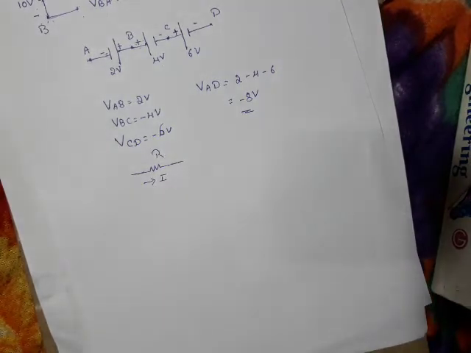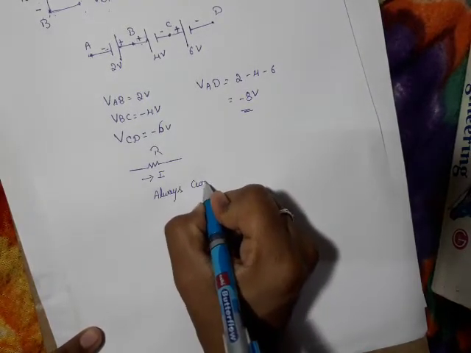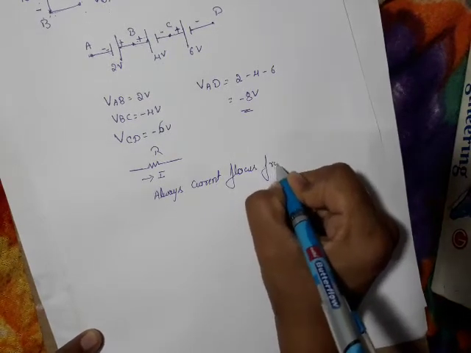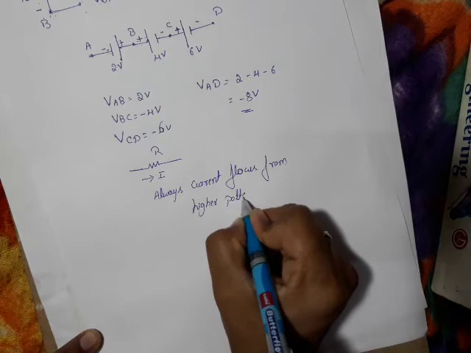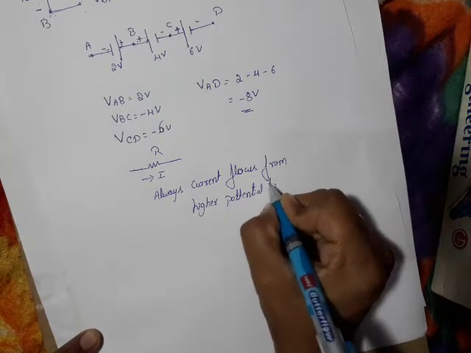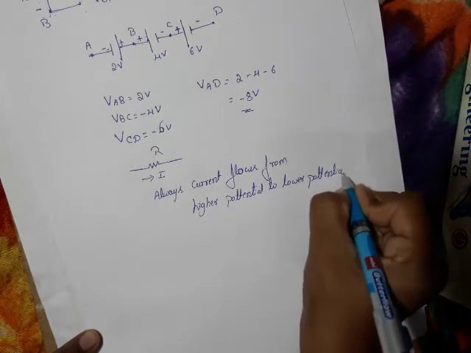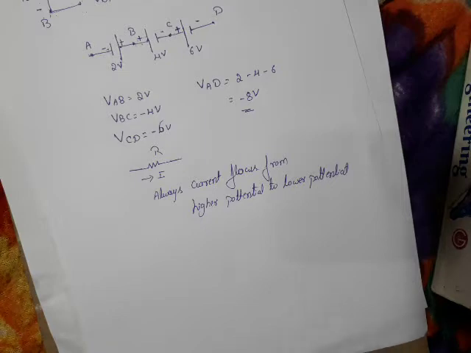Remember, current always flows from higher potential to lower potential. It is just like water. Water always flows from a higher height to a lower point. That's how the current always flows from higher potential to lower potential.